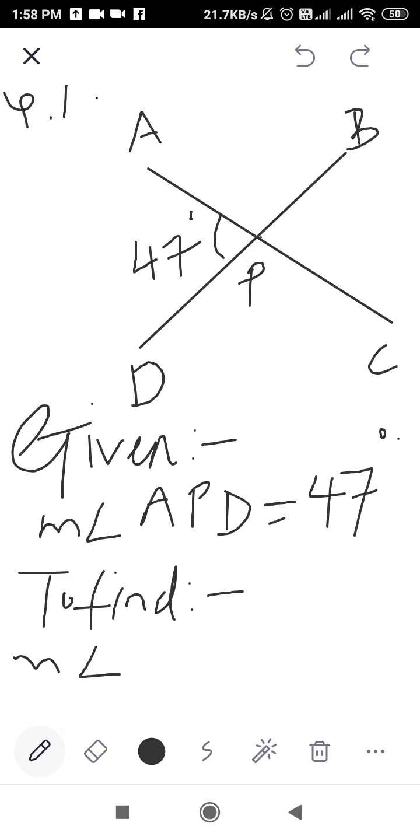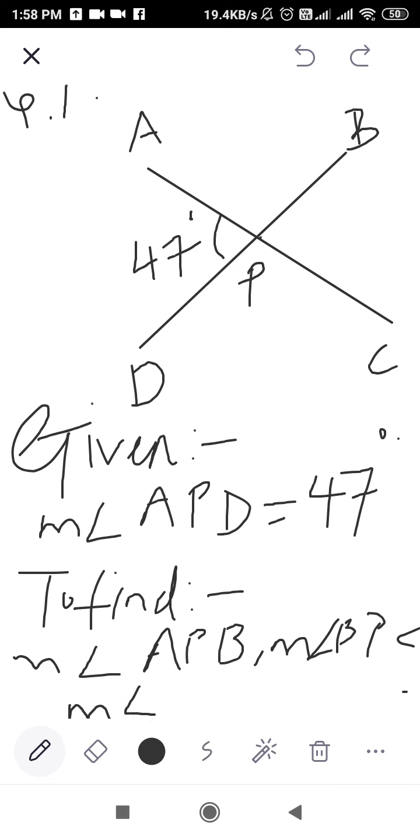Now what we have to find? Measurement of angle APB, measurement of angle BPC, measurement of angle DPC. Okay. Now observe the diagram properly. Angle APD is given to us. Okay. Now since opposite ray of AP is PC, right?